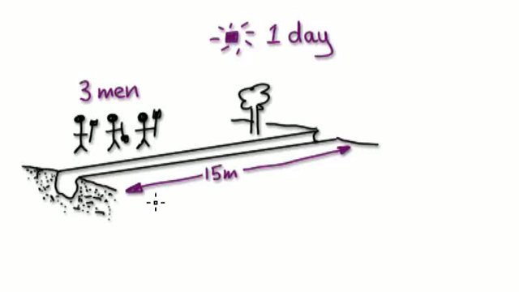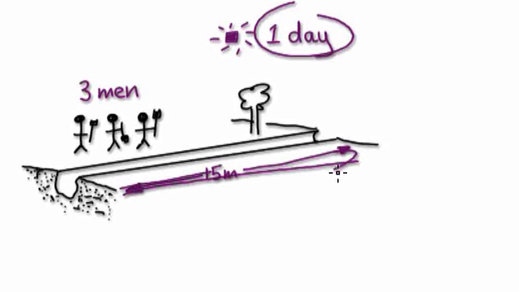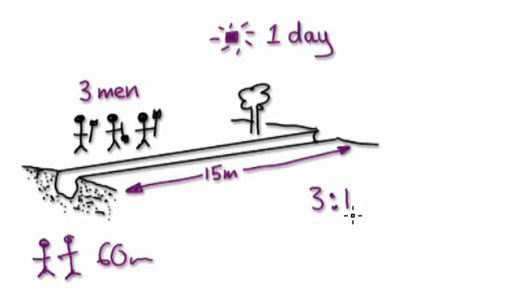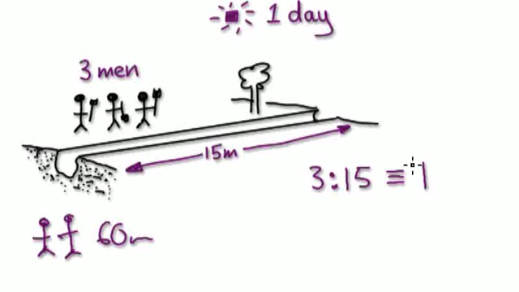So hang on. 3 men take 1 day to dig 15 meters. Our question is, how long will it take 2 men to dig 60 meters? Okay. So let's try and simplify this. It takes 3 men to dig 15 meters in 1 day. Now I'm just going to make this up. This symbol here, I'm just making it up, so it could be anything. Okay, let's try and think about this.